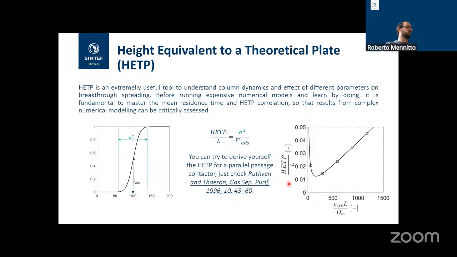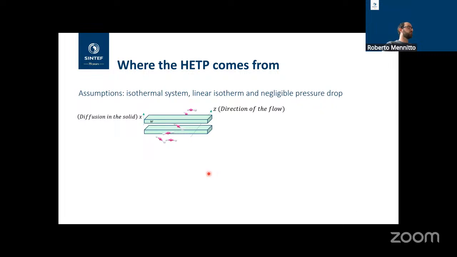And there is a very nice work from Rutten and Deron that, to my knowledge, is the first paper that came out discussing use of laminates in gas separation, that shows how to derive the HETP. So let's work a little bit in the paper. What Rutten and Deron did, they were using as a case study a parallel passage contactor, which is effectively laminates, with a Z direction for the gas flow and an X direction for the diffusion into the solid here, with a solid having a thickness W.